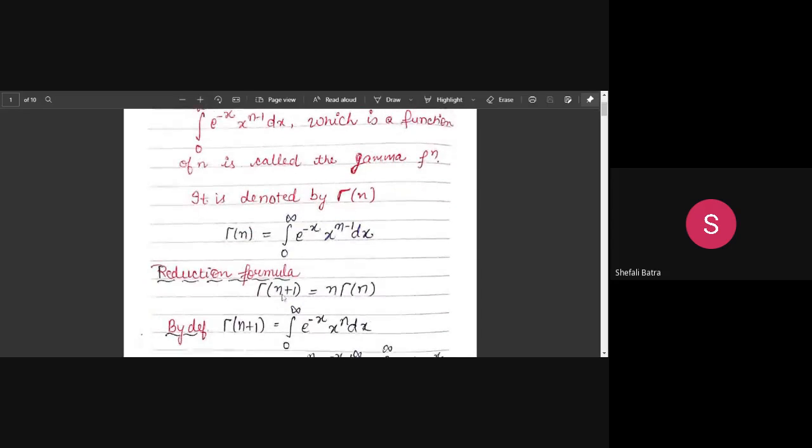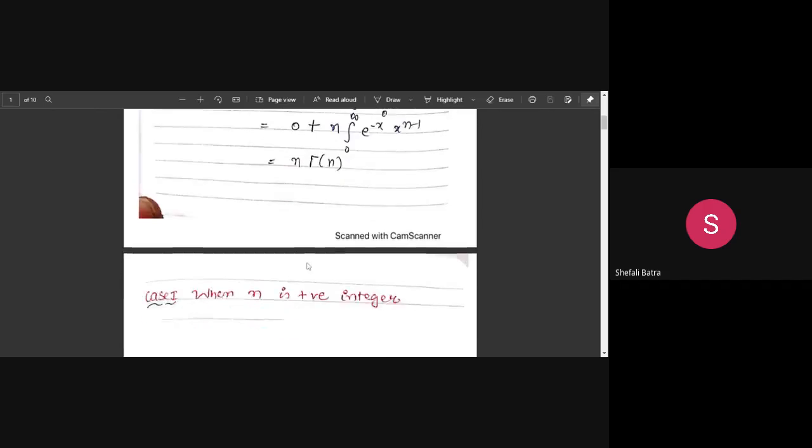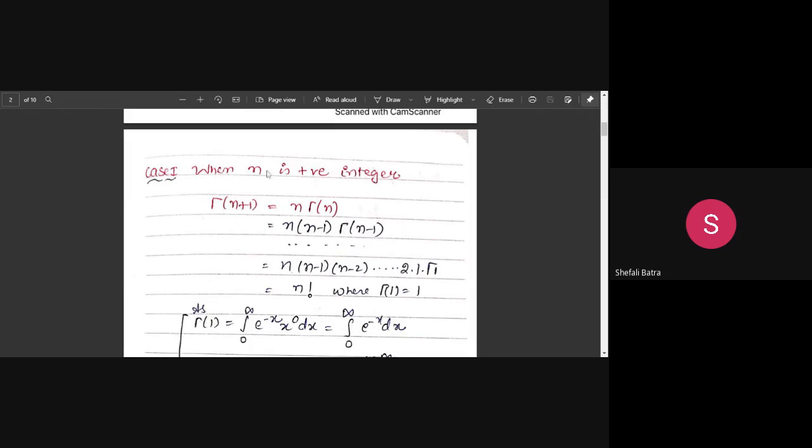Then we have discussed this reduction formula, gamma n plus 1 is equal to n gamma n. This is the reduction formula for gamma function. This is the proof, you can read it out. When n is positive integer, gamma n plus 1 is equal to n factorial, right? We have discussed in the previous class, gamma 5 is equal to 4 factorial, gamma 6 is equal to 5 factorial, and so on, right?